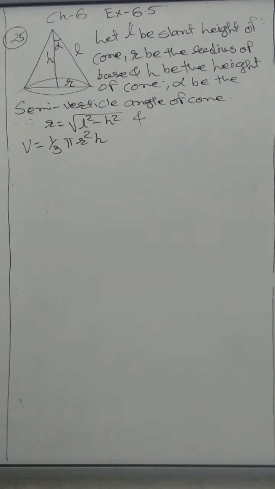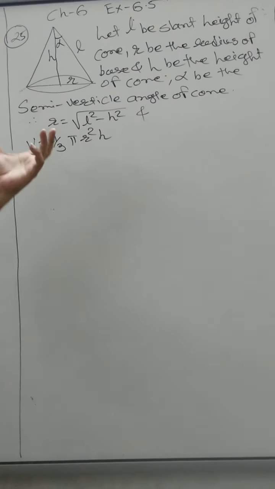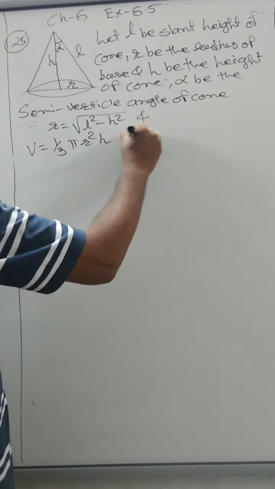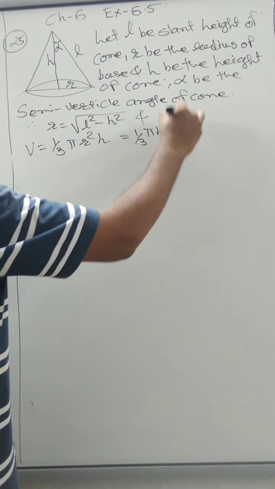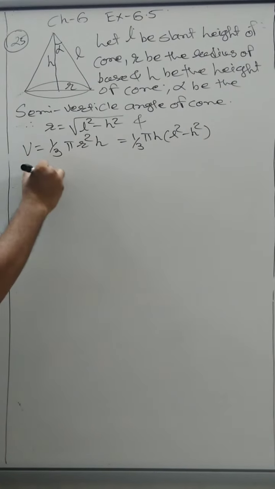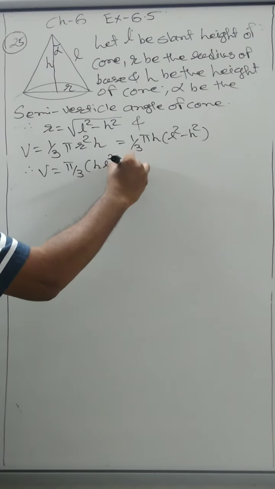Now here L is the slant height of the cone, h is the height of the cone, r is the radius of the base of the cone and alpha is the semi-vertical angle of the cone. Now from this figure we can say that r equals under root L square minus h square. And we know that the volume of the cone is 1 by 3 pi r square h. Here we place the value of r square, which is L square minus h square, and then we get V equal to pi by 3 h L square minus h cube.